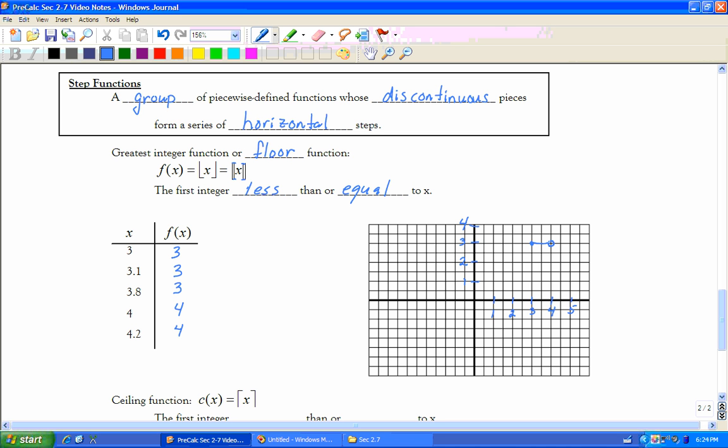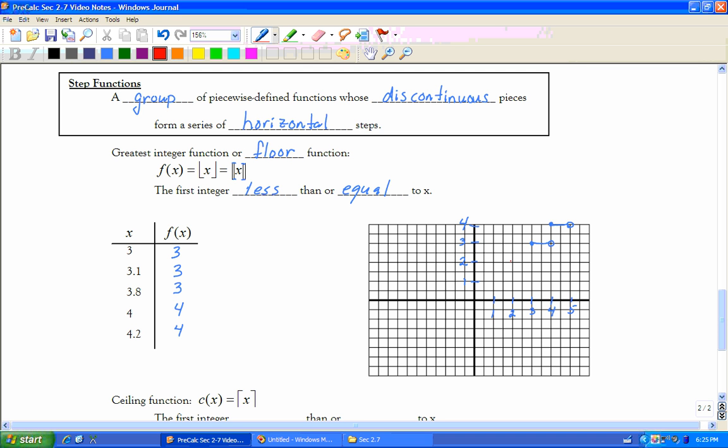So we're going to put a horizontal line, and at the end of it we're going to put an open circle, because at 4 it jumps up to 4 with a closed circle. And then we're going to have a horizontal line until we reach 5. So there's an open circle there, and then at 5 we would have a filled in circle. So here is the first part of that, but let's continue that pattern, and I'm going to change colors so you can see the difference here.